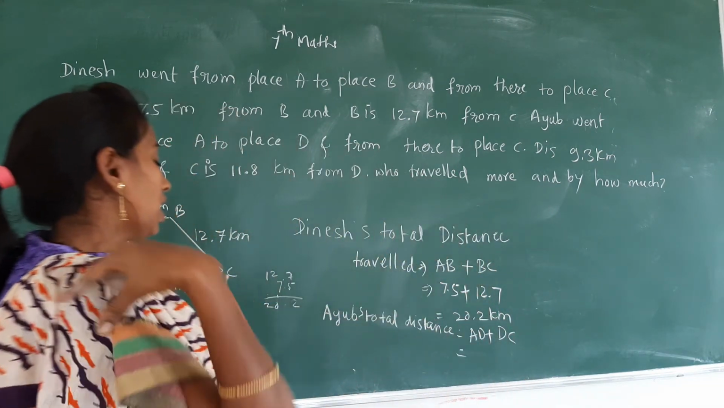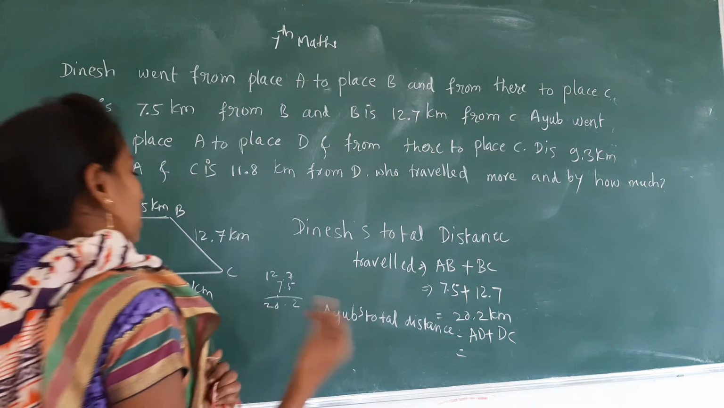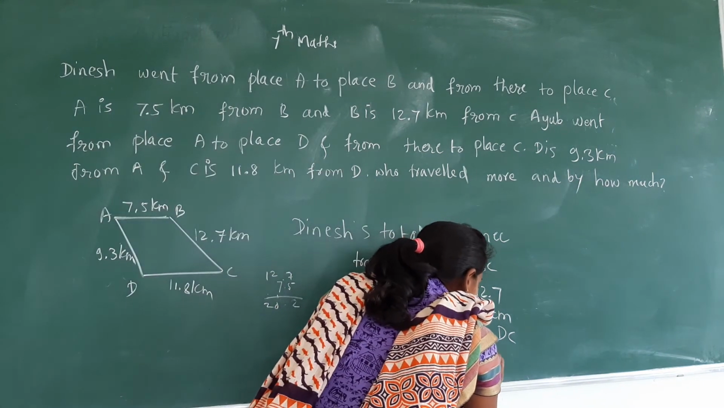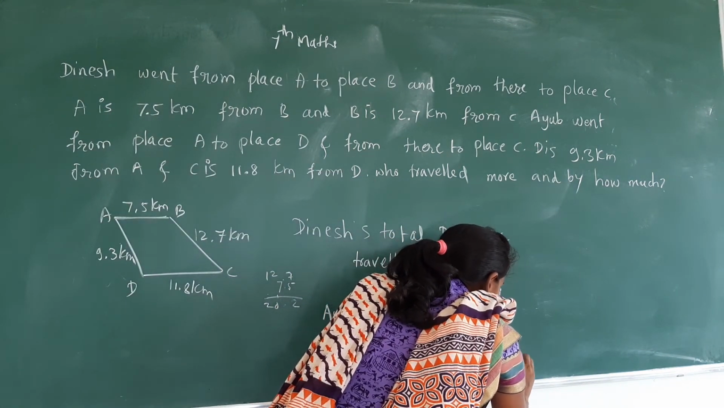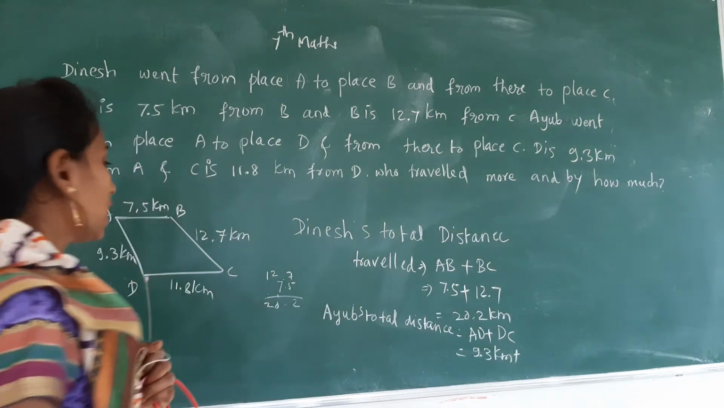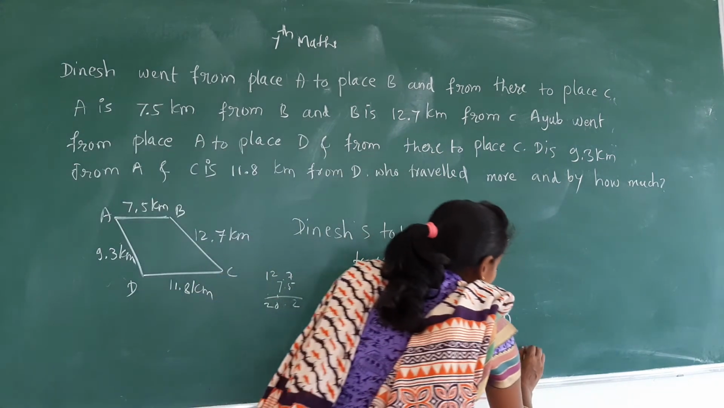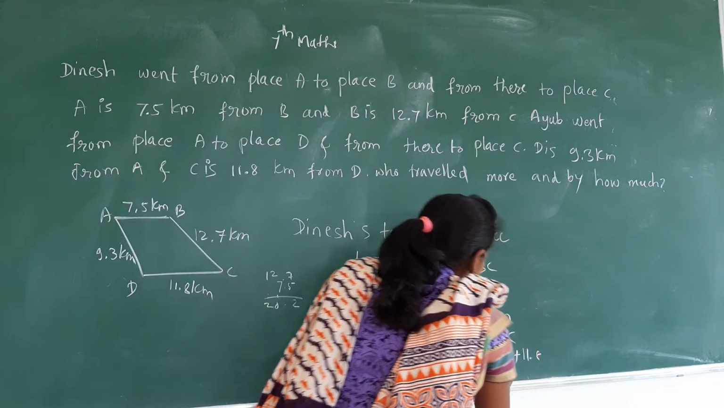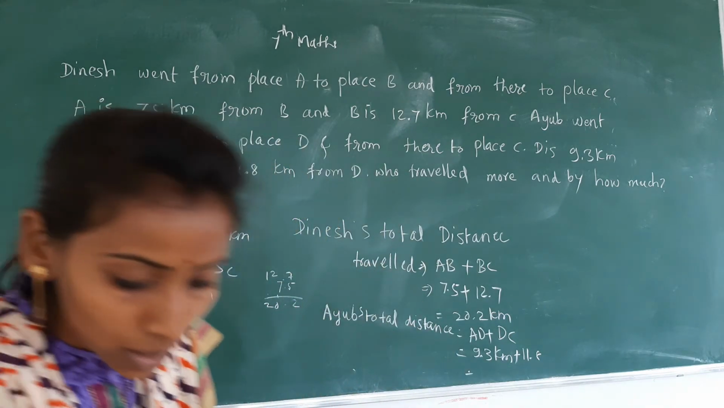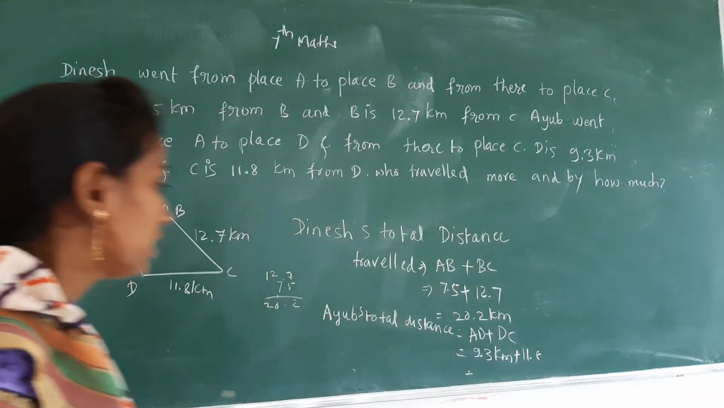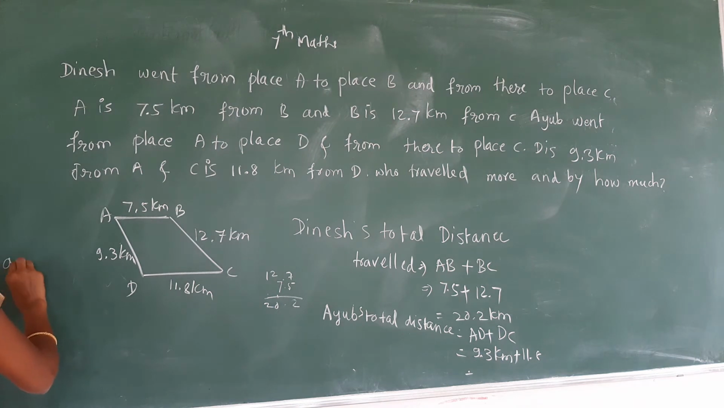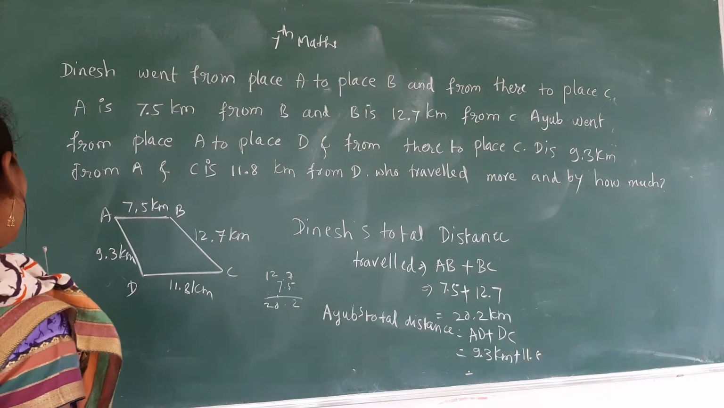From A to D we have the distance that is 9.3 kilometer, plus from D to C is 11.8 kilometer. We are adding these two, 9.3 and 11.8, that is 21.1.